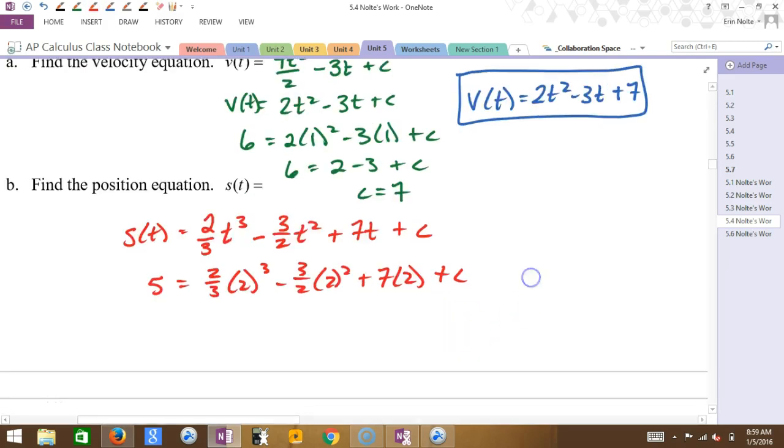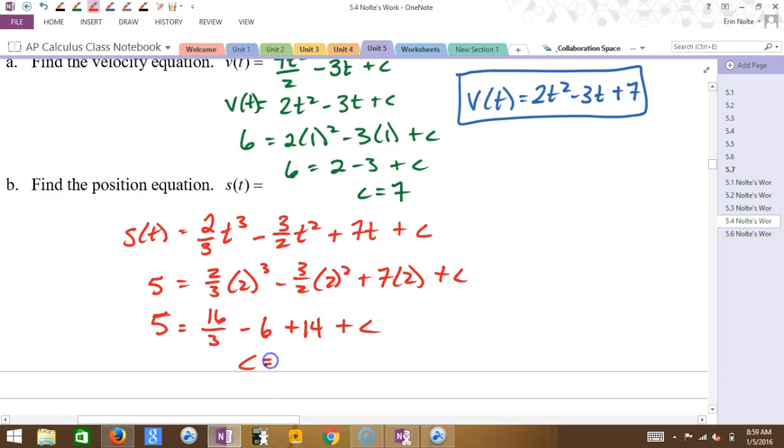Oh, good. Okay, fractions. Okay, so we got 2 cubed is 8. 8 times 2 is 16, right? So we got 16 thirds minus, and then 2 squared is 4. 4 times 3 is 12. 12 divided by 2 is 6. 6 plus 14 plus C.